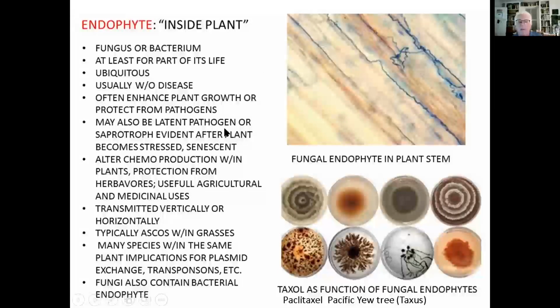It may also be a latent pathogen or saprotroph. After the plant becomes stressed or gets old, it then helps kill the plant. It does alter the chemical production within the plants, and that offers some protection from herbivores, and there are useful agricultural and medicinal uses that flow from this. And it can be transmitted vertically or horizontally.